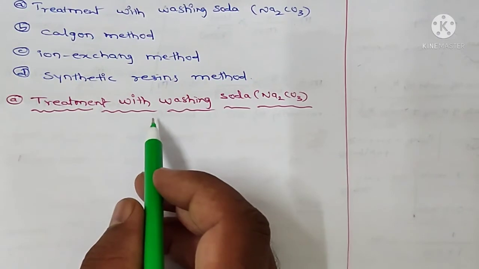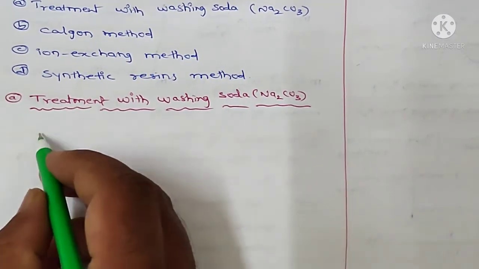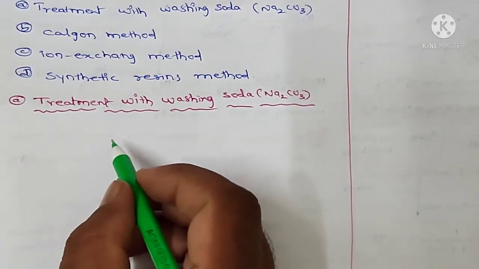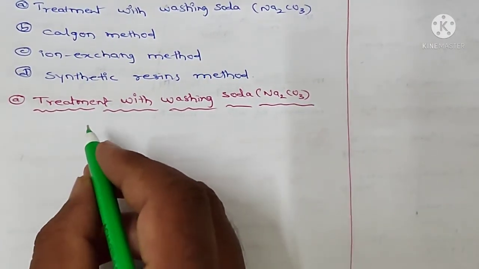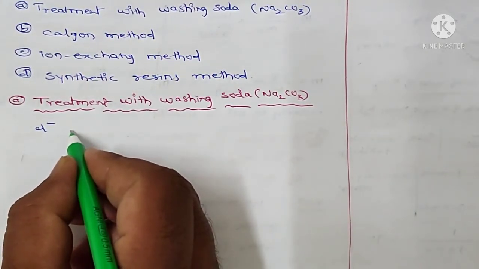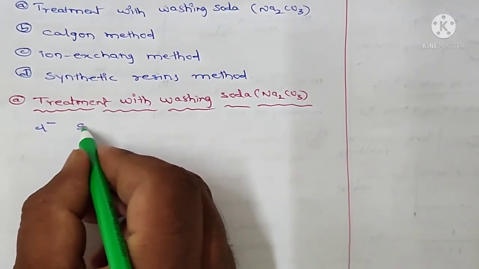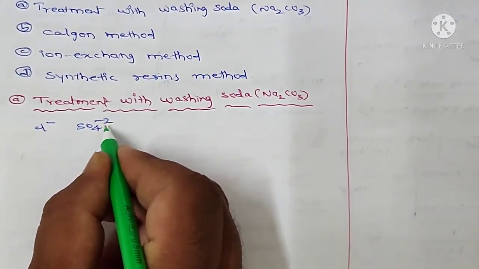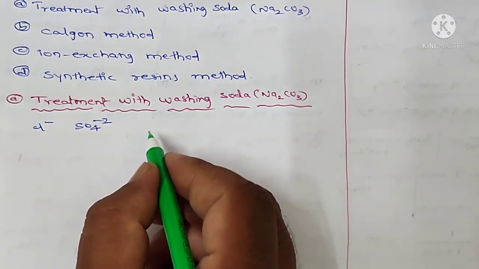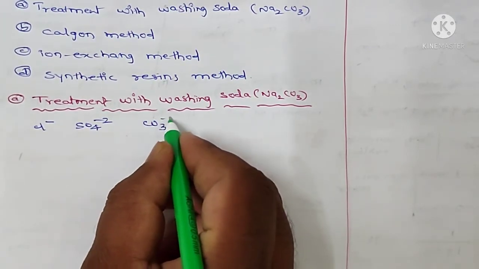So the first one, treatment with washing soda, Na2CO3. The washing soda reacts with soluble calcium and magnesium chlorides and calcium magnesium sulfates of hard water to give the insoluble carbonates, CO3 minus 2.